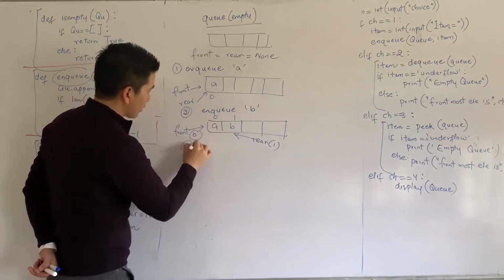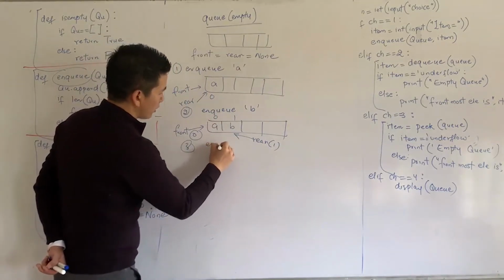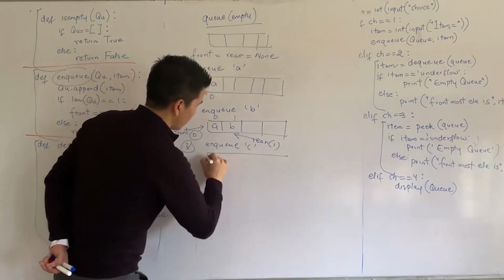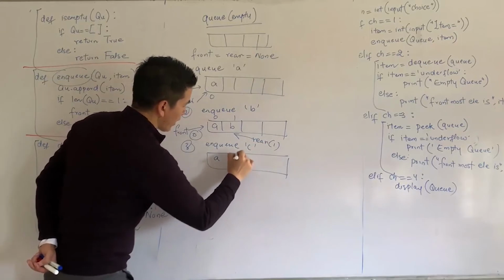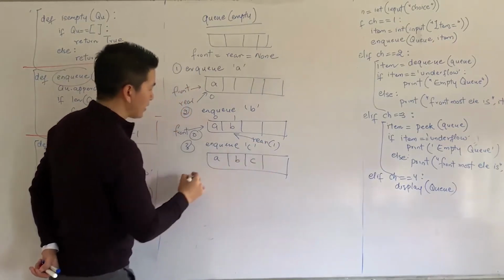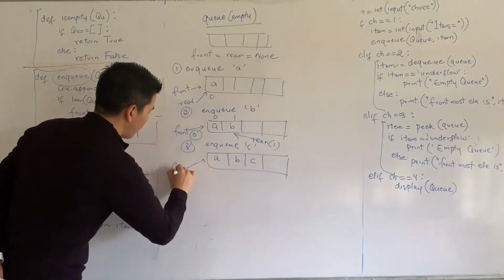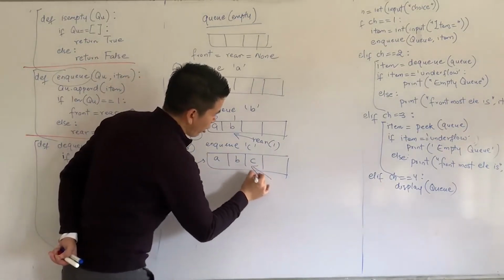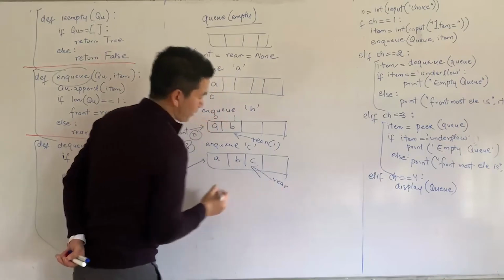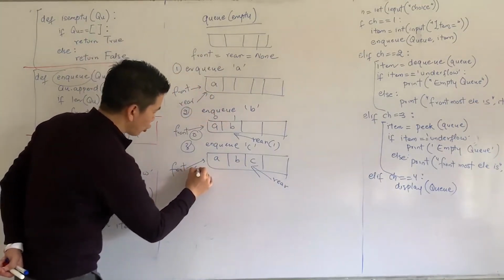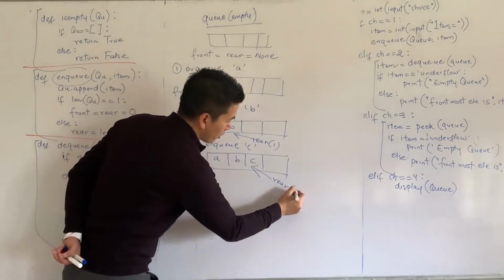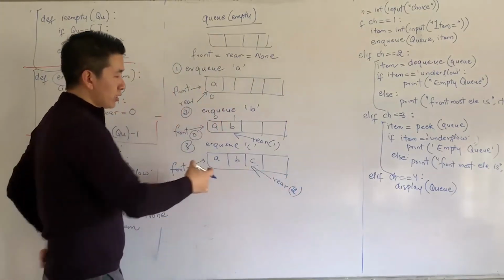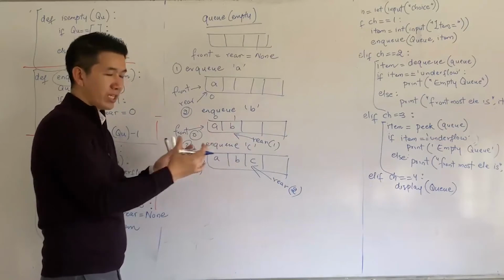Let's NQ one more, say NQ of C. Again, what happens here is A, B, and C will be lined up, and front is pointing to the first character, and the rear will now point to the character C. The value of front being 0, the value of rear will be changed to 2. So this is how the front and the rear value gets adjusted.